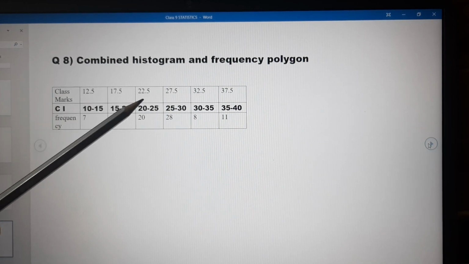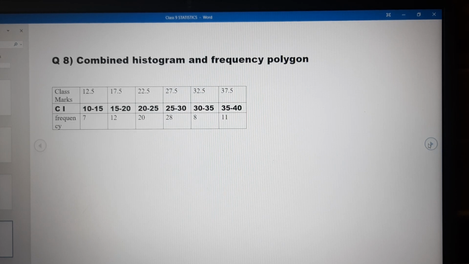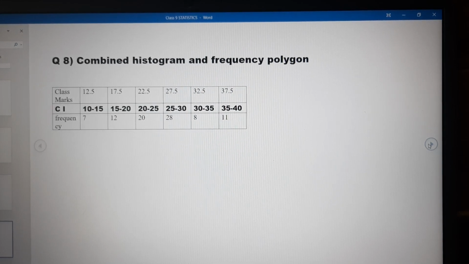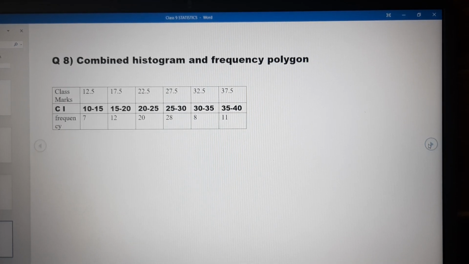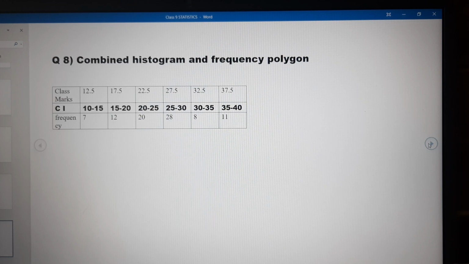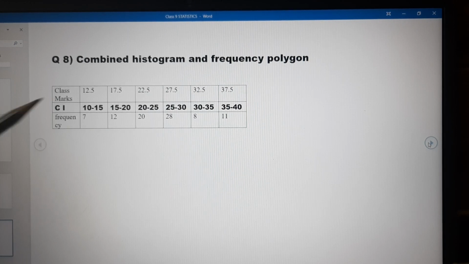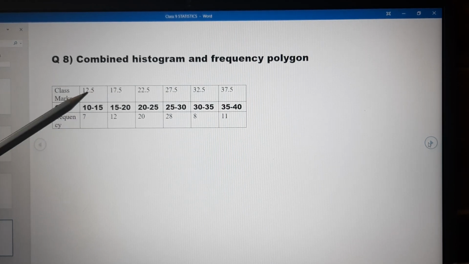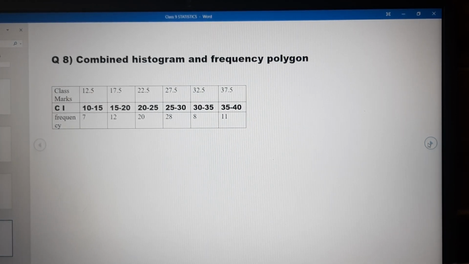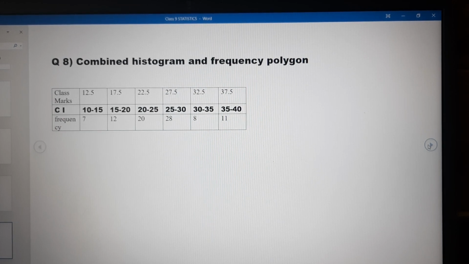12.5, 17.5, 22.5, 27.5. As you know, if class marks have been given, then we can calculate class width. Class width is generally upper limit minus lower limit. But if class intervals are not given, then how can we calculate? With the help of class mark also we can calculate the class width. If you subtract any two successive class marks, then you will get the class width. So if we subtract 12.5 from 17.5, we are getting 5. The class width is 5.